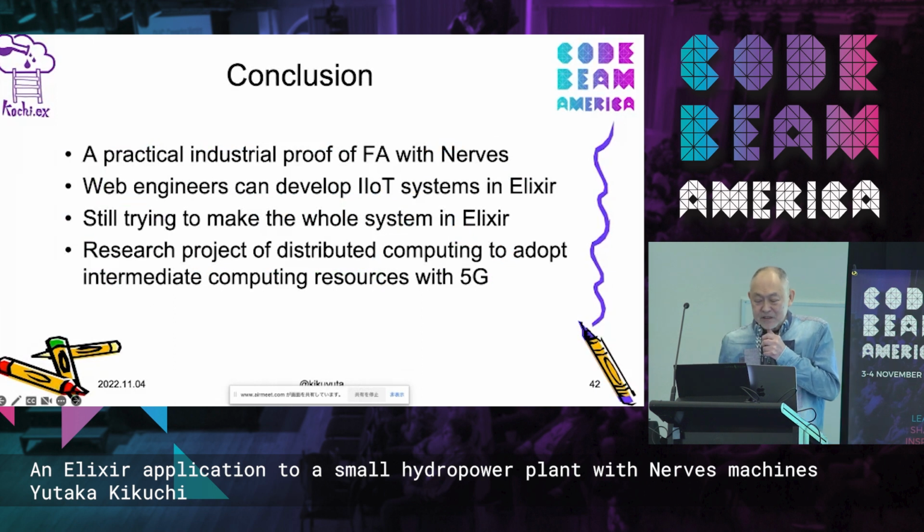So I conclude this presentation, which shows practical industrial proof of FA in Elixir with Nerves. The engineers developed the industrial IoT system with a pleasant development experience, even though their origin was not in IoT. We are still making other proofs of FA systems. They will demonstrate we can use Elixir in the FA field as well. We have a plan to construct a new platform for the development of distributed systems over 5G mobile networks.